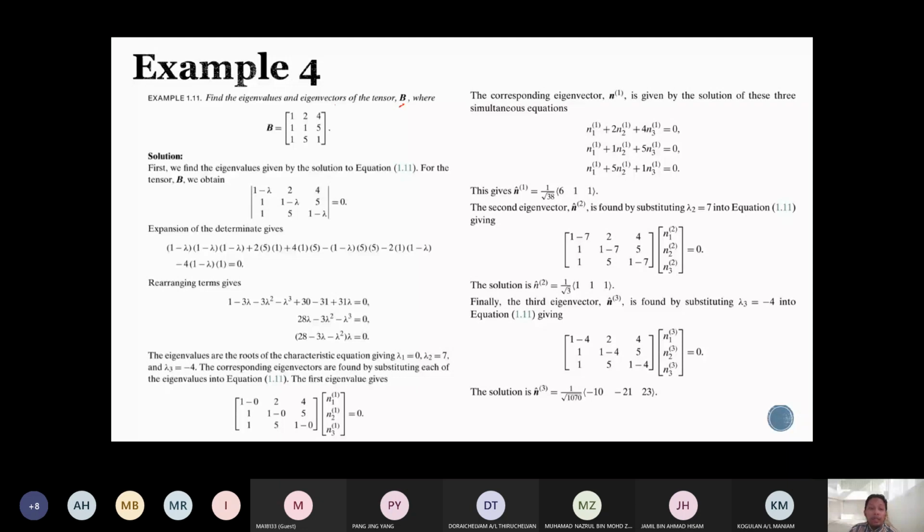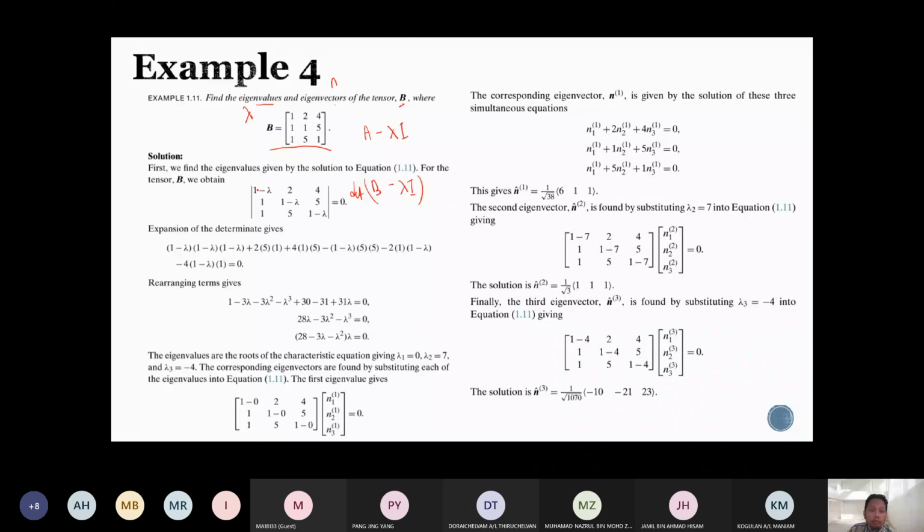Okay. So firstly, we find the eigenvalues first, which is the lambda. The eigenvector is the n, the vector n. So first we find the eigenvalues by substituting into the equation earlier. The equation earlier is A minus lambda I. So here in this case, A equals B minus lambda I, and then find the determinant. So the determinant of B minus lambda I.